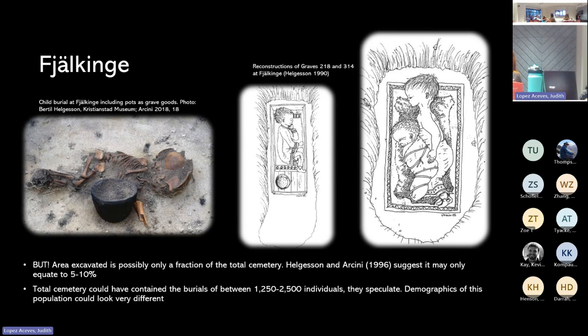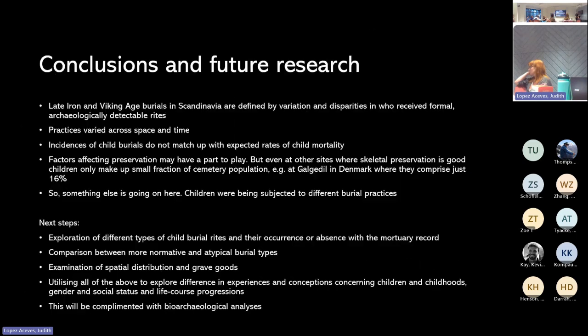But in spite of all this, no matter how fascinating Fjälkinga is, the area of the site that has been excavated is thought to be only a fraction of the total cemetery. So those exciting statistics might only be part of the story. We might actually only be looking at 5 to 10% of the total population. That could be somewhere comparable to Bjärred, where we're looking at nearly 2,500 individuals. So the demographics could look very different if this site were to be fully excavated.